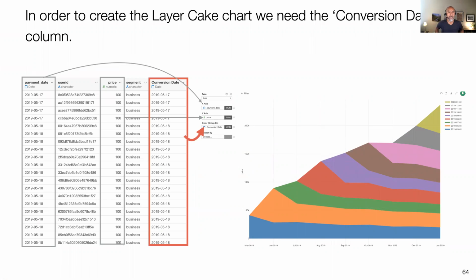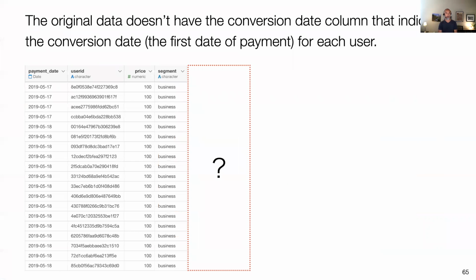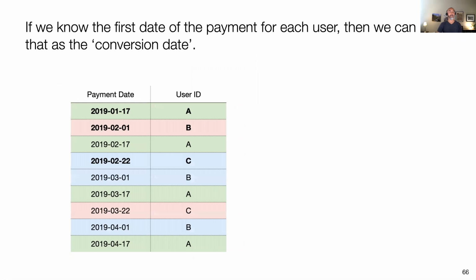right? So we need a conversion date. We want to know each user's conversion date. Then we can use the information to create the cohort of conversion dates or conversion months. But the data doesn't have it. Typically, when you download the payment data from your payment service, you usually don't have that information. If you have it, then it's great. You can start creating a chart right away. But if you don't have it, then you can create that very easily because we can assume the first payment date as the conversion date, right? It's a very simple way.